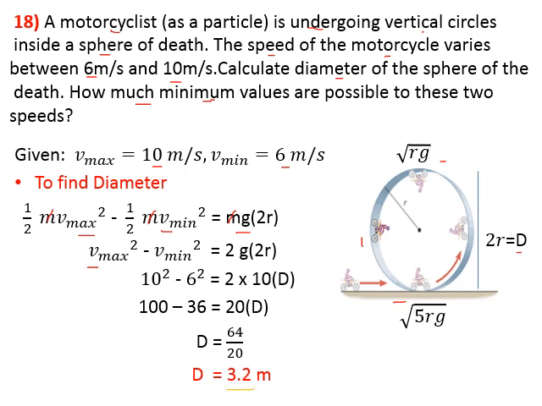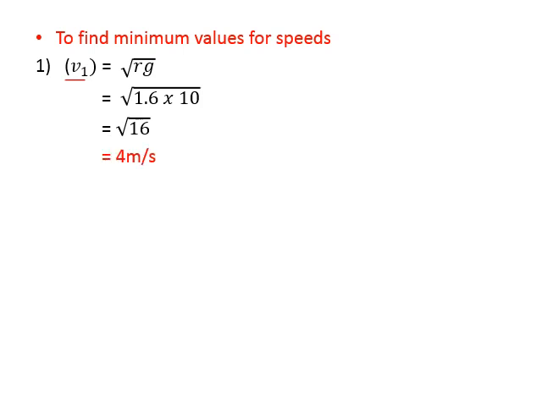The mathematical steps are also very simple. Second, we have to find the minimum values for the speed. For this purpose, we have these two relations. V is nothing but under root rg. This is the minimum velocity at the topmost position. Substitute r and g and simplify. What is this value? This is 4 meter per second.